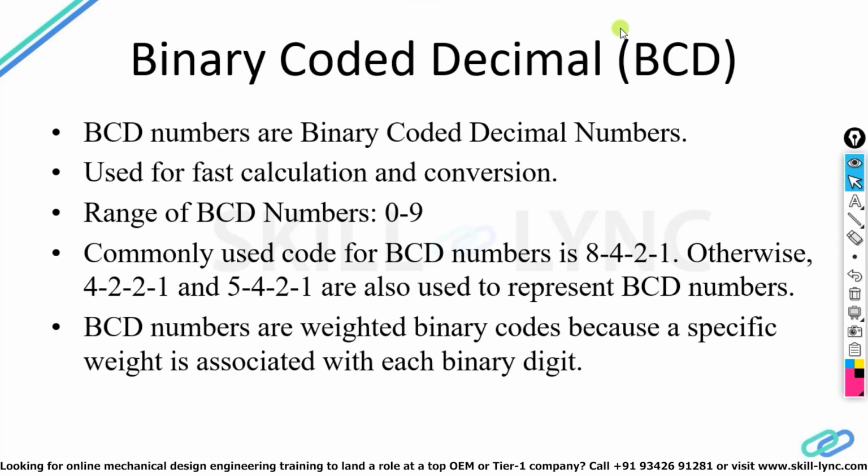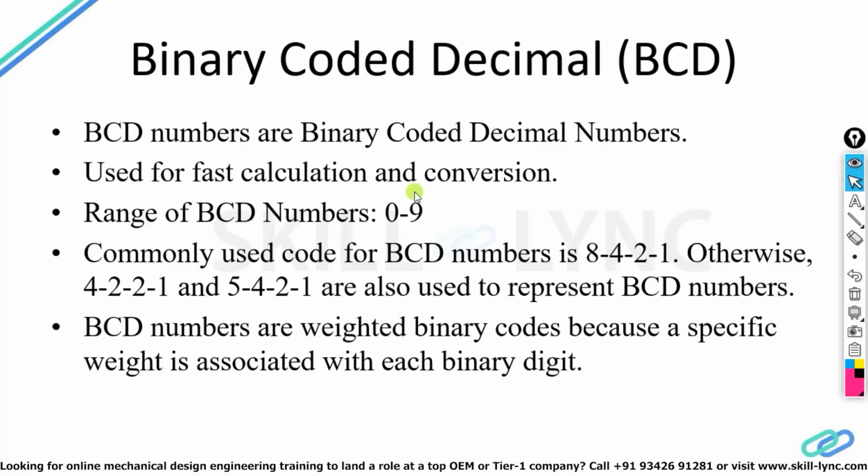Let's start with the binary coded decimal. So first of all, what is a binary coded decimal number? BCD numbers are known as binary coded decimal numbers. For fast calculation and conversion, binary coded decimal numbers are used. Actually, it is used to display decimal numbers in binary form. In this, the decimal number is written by replacing each decimal digit in integers and fractions with its 4-bit binary equivalent value. The range of BCD numbers is from 0 to 9. 10 is not a BCD number.